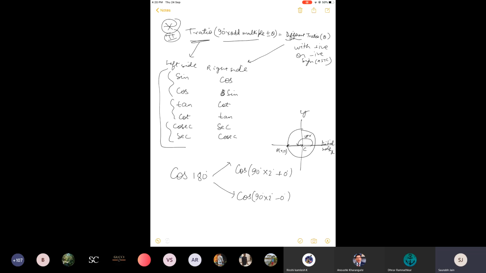Now, if it is an even multiple, there is no change in the T ratio, right? So cos 0. Now listen carefully. Your question will be, sir, how do we give the sign, plus or minus, because we are on the axis? Which part should we consider, first or second? For that you use this sign, plus. Though it is 0, consider it as 180 plus something.